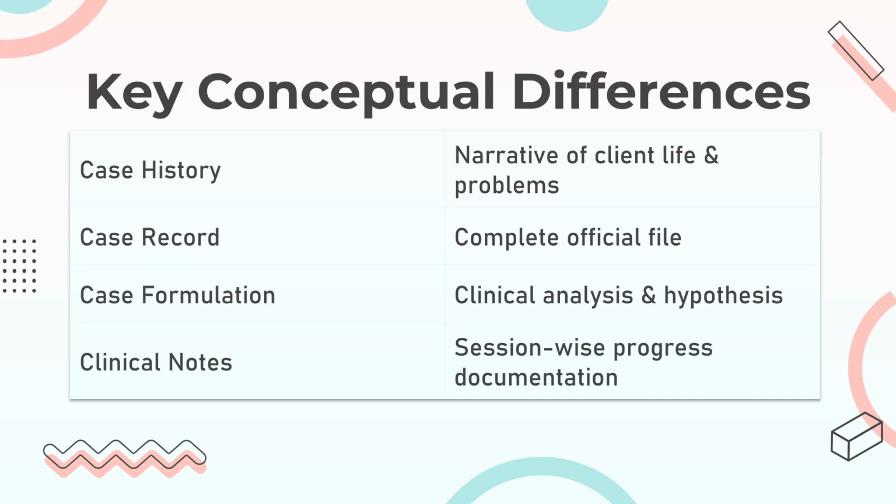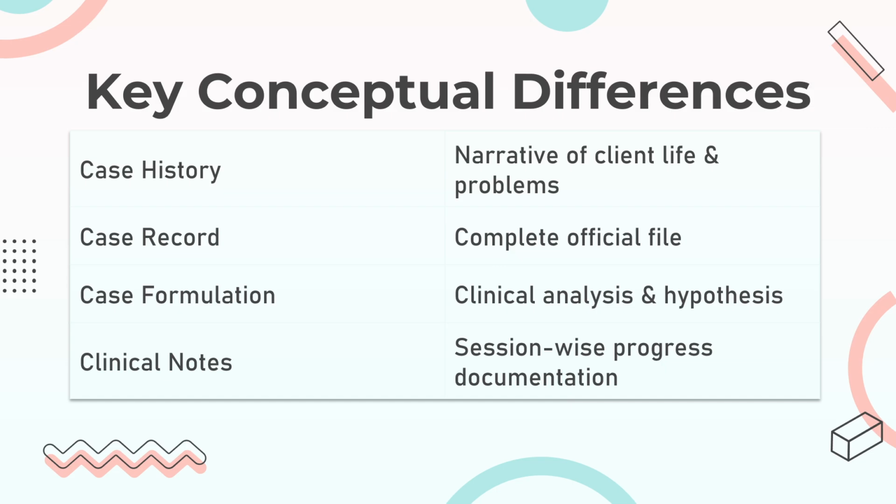Then the key conceptual differences which you have to understand start with case history. Case history is the narrative of the client. What is the client's story? That is what case history is about. Case record is a complete official file which will include all the records: the basic information of the client, wherever he has been, all the reports connected to him, the referrals, and maybe the payments. So everything, it's a complete official file.